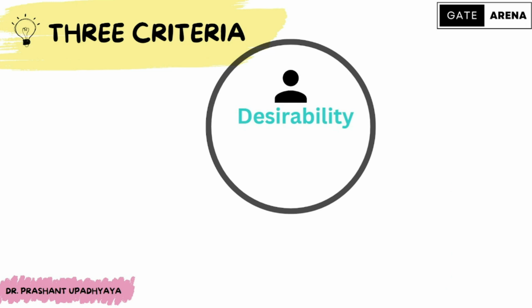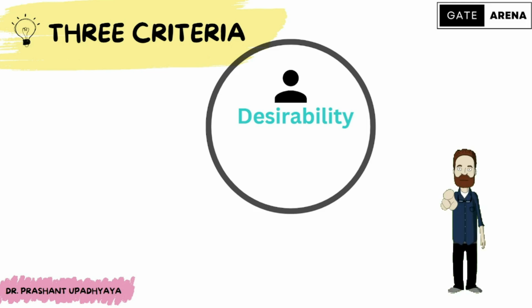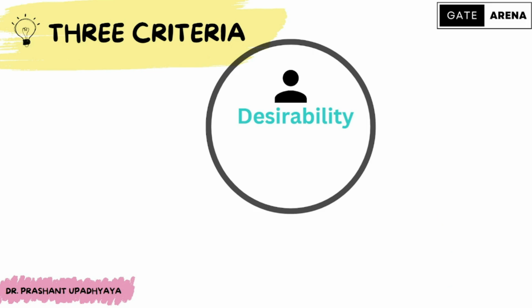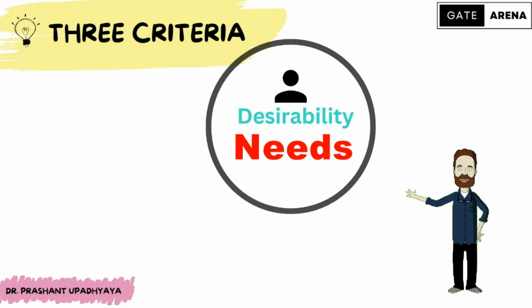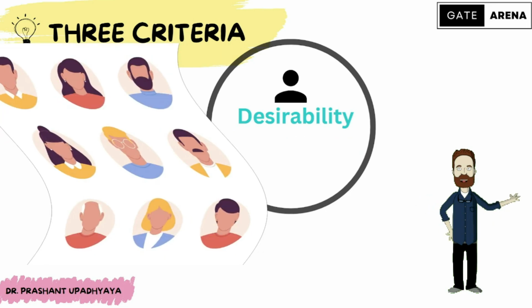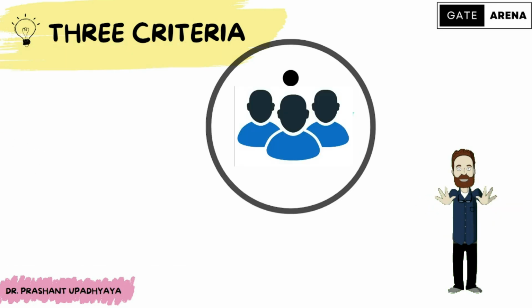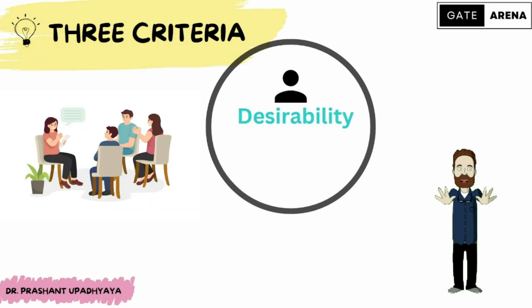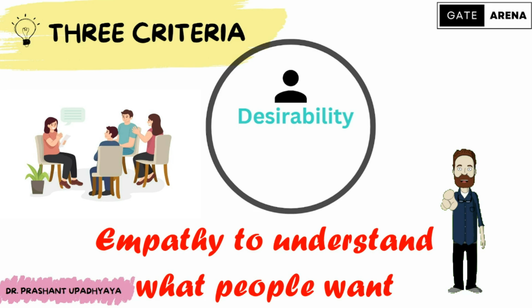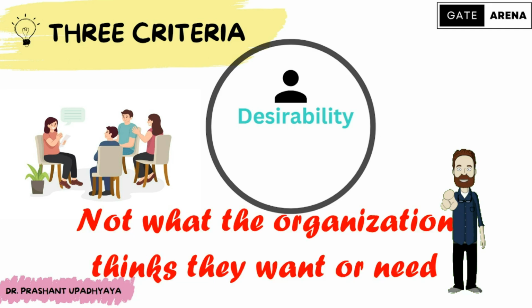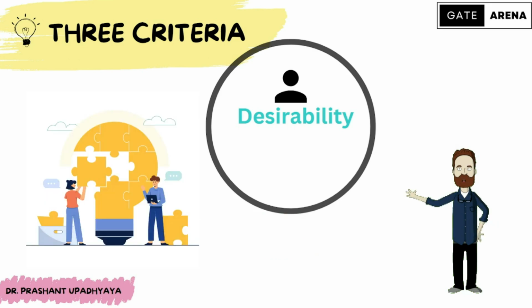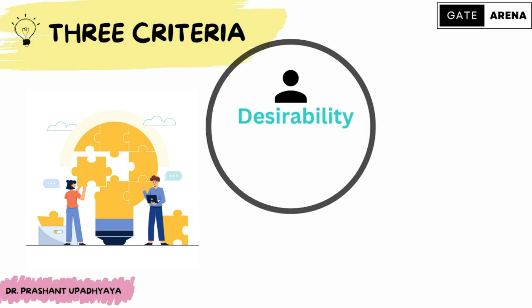Desirability means what people desire. So you have to start from here. When we are talking about the design thinking process, start by looking at the needs, dreams and behavior of the people. That means we are talking about the end user. The team listens with empathy to understand what people want, not what the organization thinks they want or need. The team then thinks about the solution to satisfy the needs from their end user's point of view.